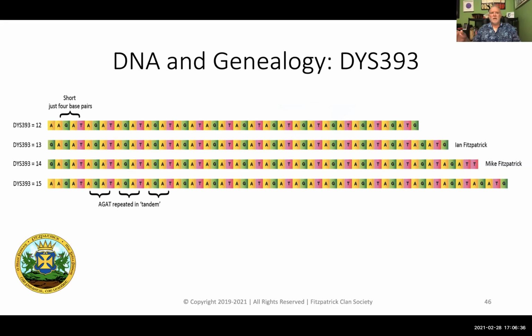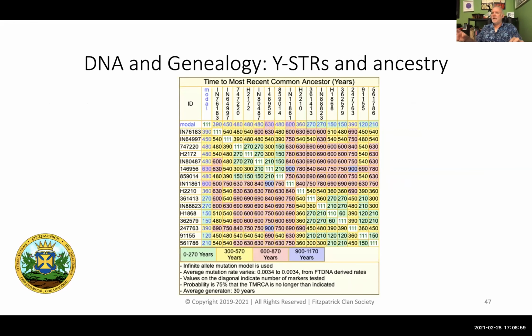In men, it doesn't really change that much. Irishmen mostly have DYS393 equals 13, such as Ian and such as Matthew. I'm a little bit different. Mine is 14. Rob Ireland, who's with us, he's a 14 as well. So there are variations in these STRs that we can use to connect men and their ancestors and understand what point in time those connections came.